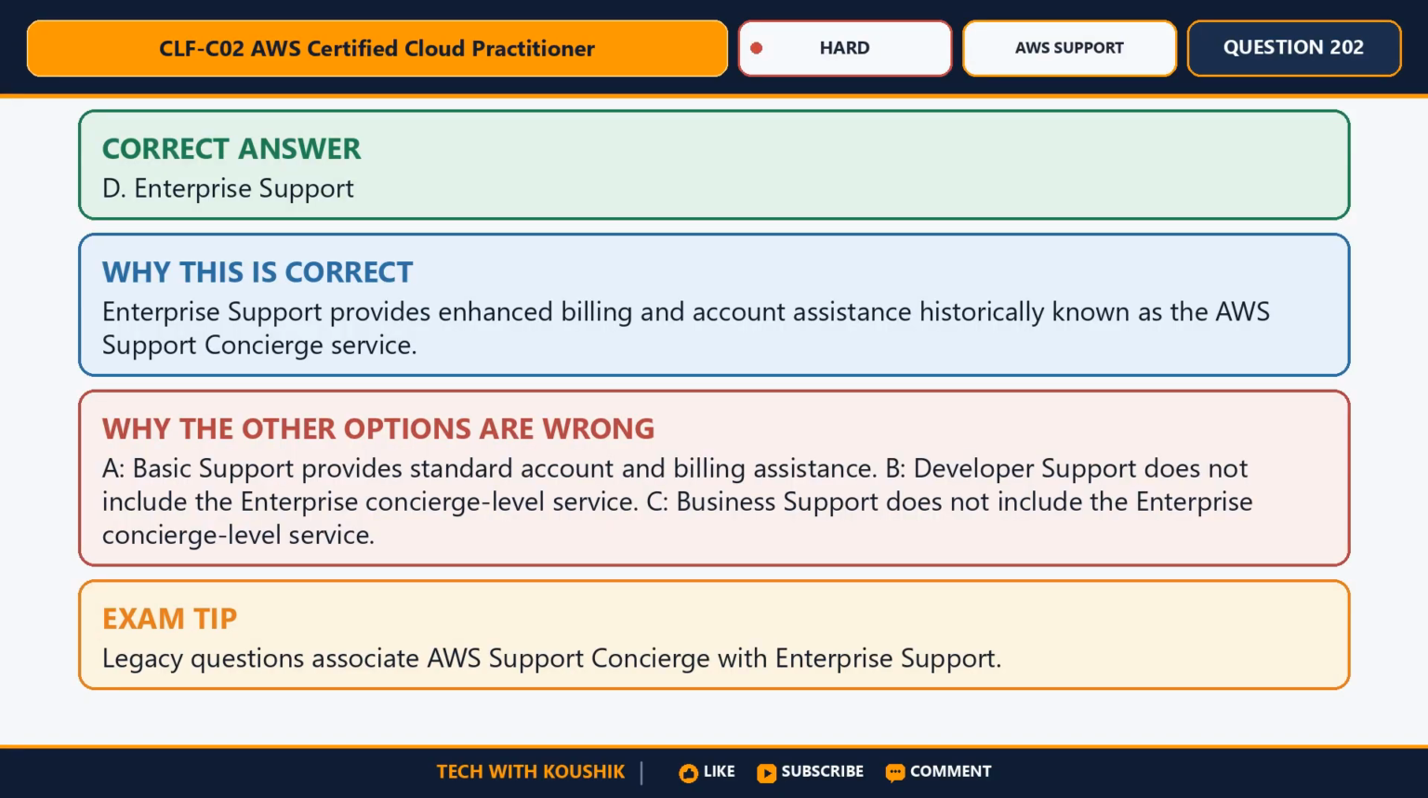The correct answer is D. Enterprise support. Here is why. Enterprise support provides enhanced billing and account assistance historically known as the AWS Support Concierge Service. Why are the other options not correct?